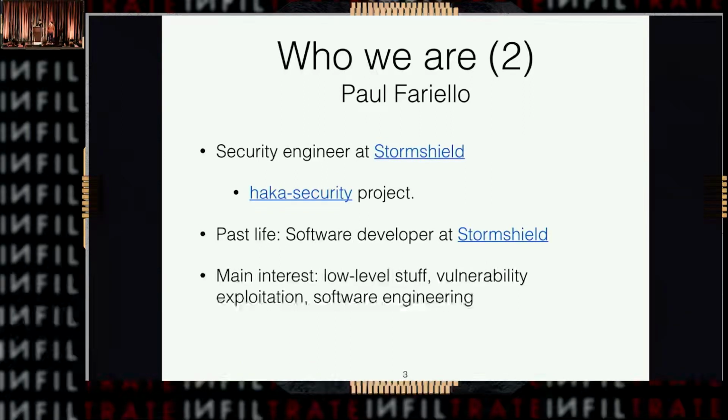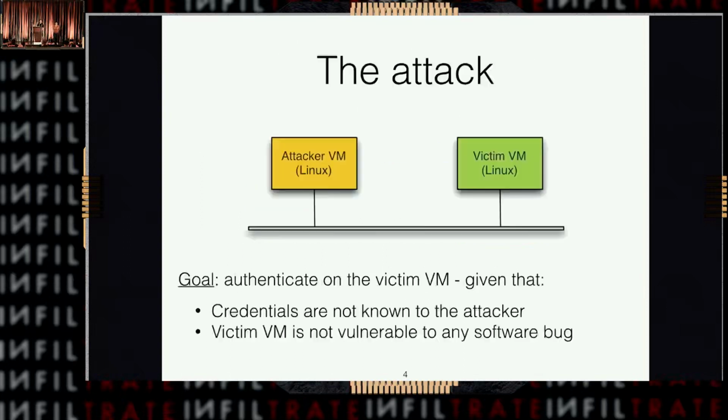So before giving the agenda, I want to present the context of the attack that we have mounted. Here we assume two virtual machines, the attacker VM and the victim VM. The goal is to authenticate on the victim VM without knowing the password of the victim VM, and without exploiting any software bug present in the victim VM. In this presentation, we'll show how we have exploited the Rowhammer bug to flip a bit in the PAM Unix module loaded in the victim VM so that we can authenticate later with a blank or wrong password.